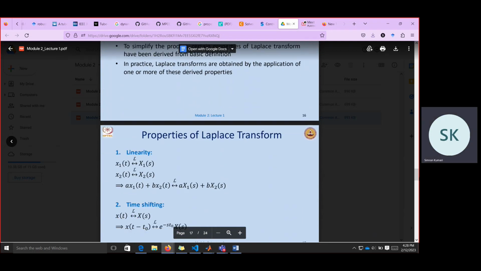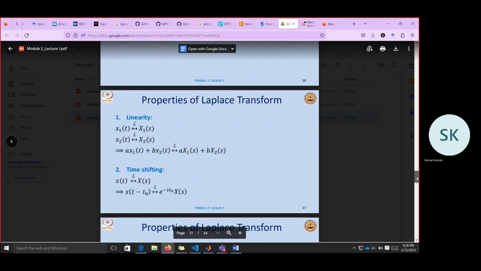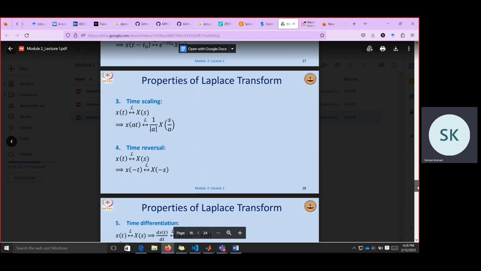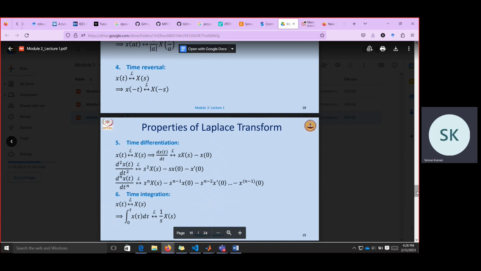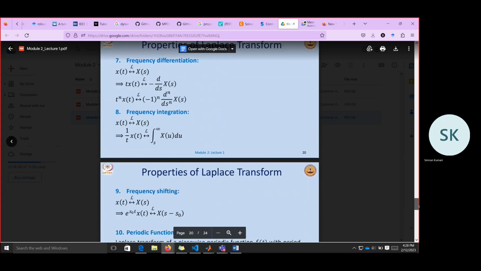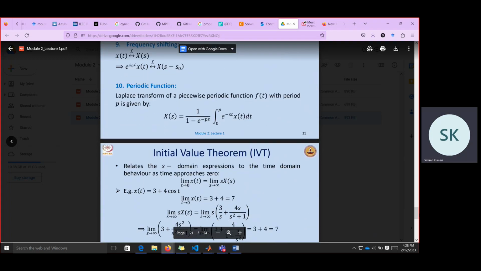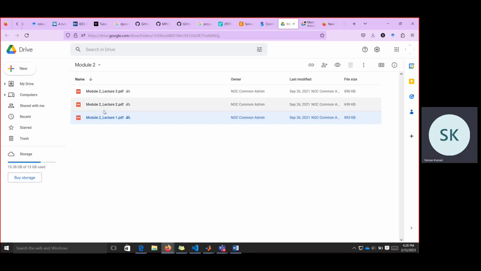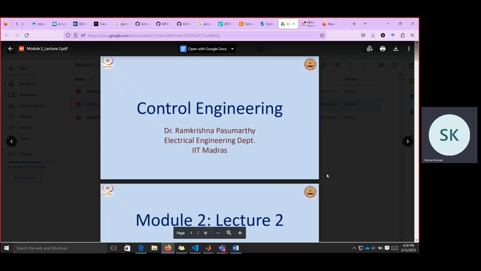And then the properties of the Laplace transform. Once you go through these slides, or if you have gone through these properties, you must have seen them. Any doubt in these lectures or the current lectures that you are going through?